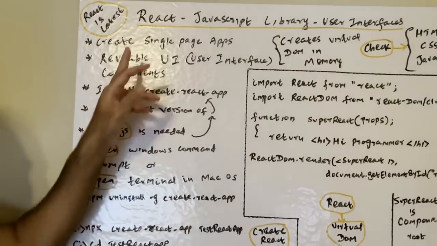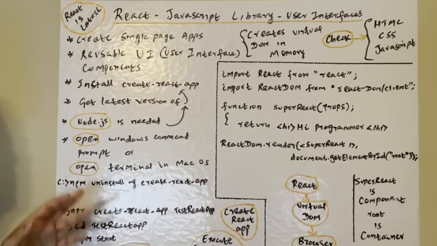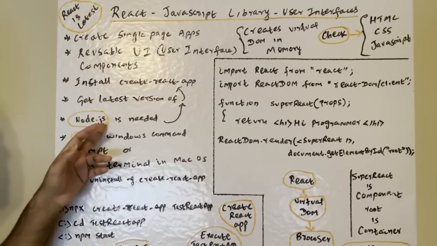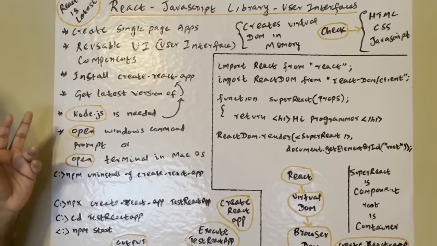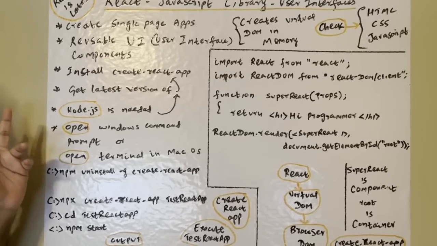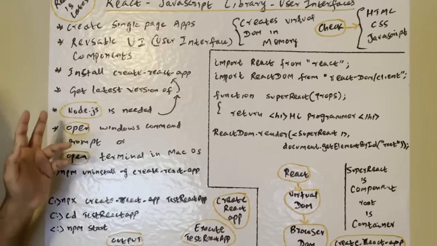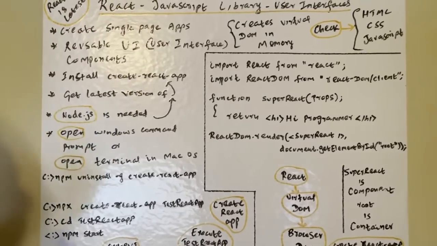Before using React, what is the main file it needs? It's called node.js. .js means it's a JavaScript file. Please check my introduction to JavaScript video to know what JavaScript is, a library of functions. So node.js is required before we run the React programs.